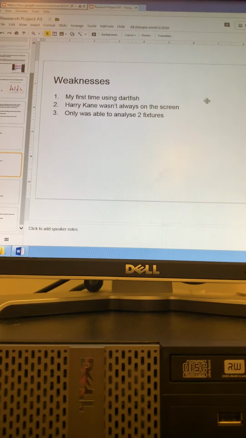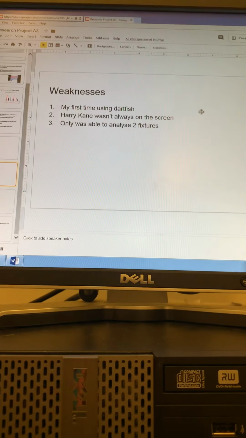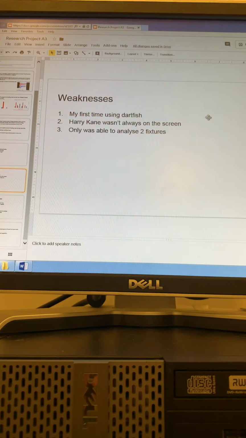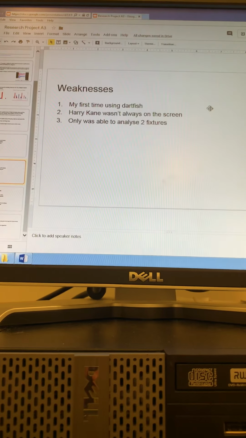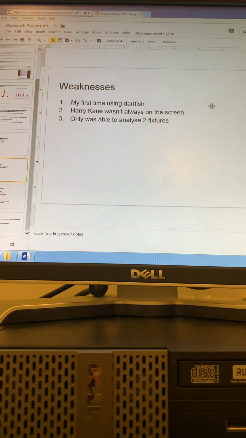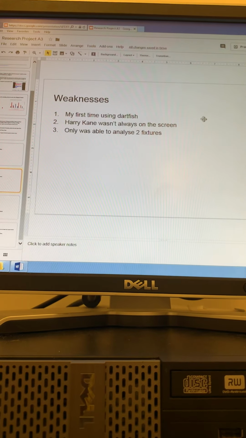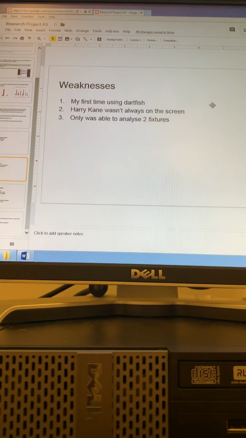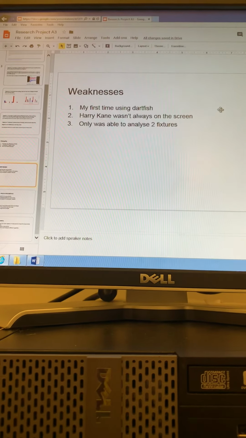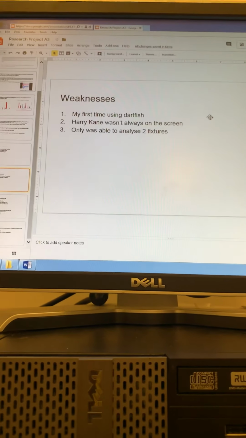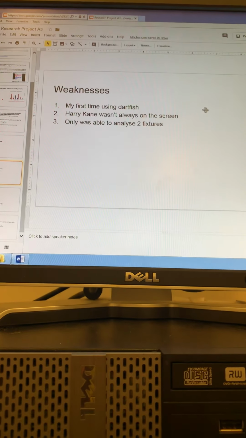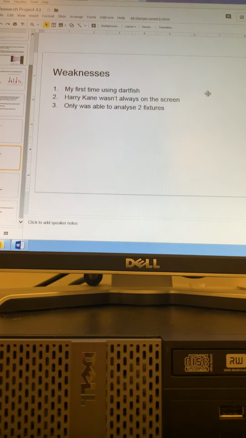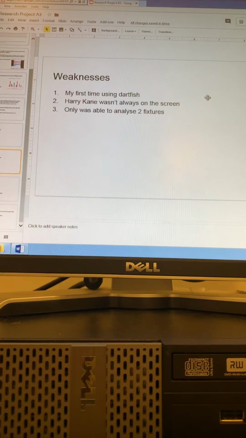Another weakness of my project was that Harry Kane wasn't always on the screen, because he was up top, and when the opposition were attacking, I wouldn't be able to see if Harry Kane was walking, sprinting or jogging. This would have made my results less reliable, because during this time I did switch off the button because I did not see what he was doing, but I could have presumed that he was walking. However, this would have made my work rate less reliable, because I didn't have a camera focused on him the whole time, which would make my final results less accurate.